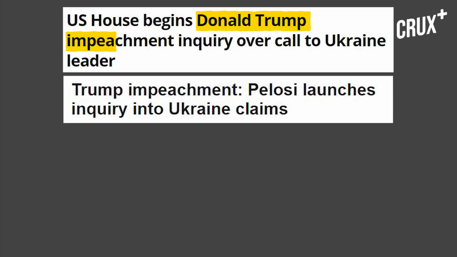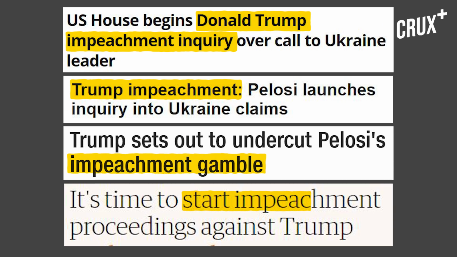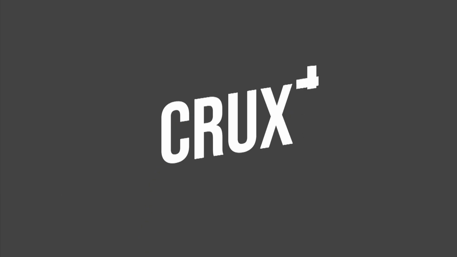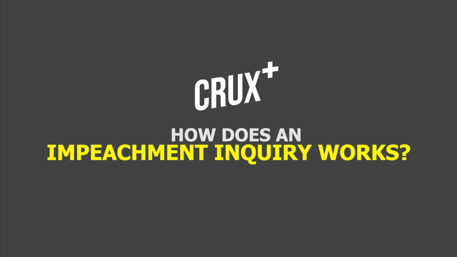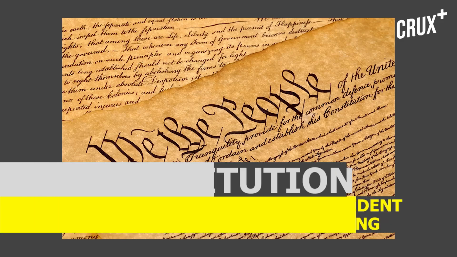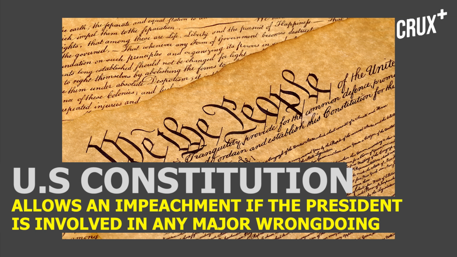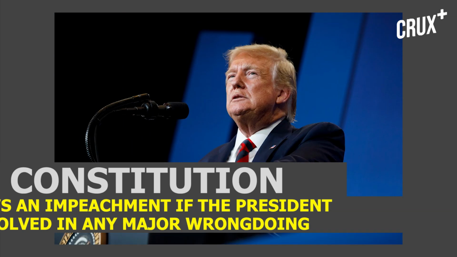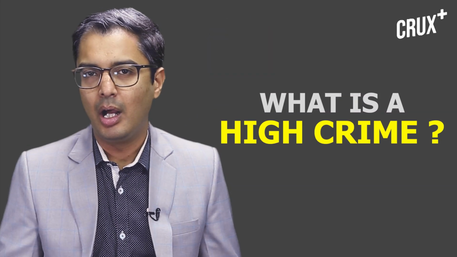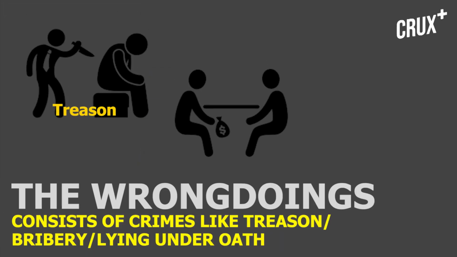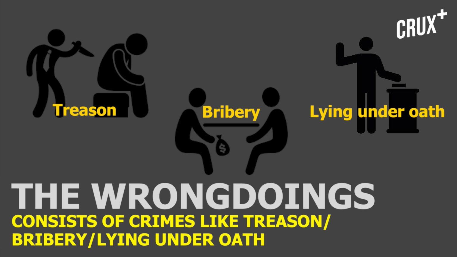So the Democrats in the United States have now formally initiated impeachment proceedings against the US President Donald Trump. And that, of course, has renewed interest here in India about what is an impeachment. Now, the Constitution of the United States allows for US Congress to impeach a sitting president if he or she is found involved in a high crime. What is a high crime? A high crime could be a major wrongdoing, like treason or bribery or simply lying under oath.